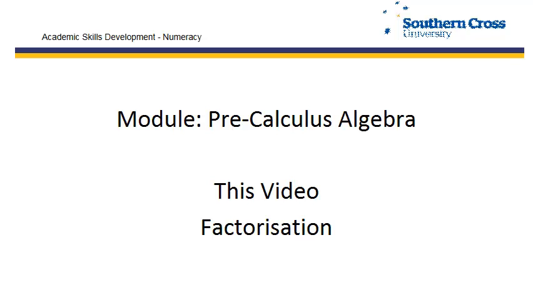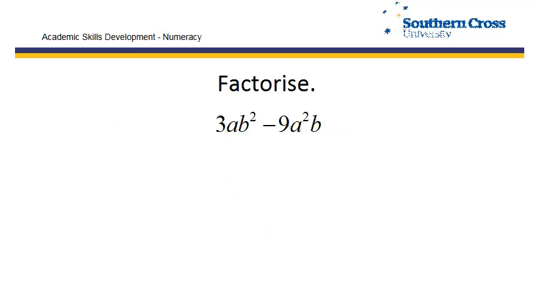In this video we're going to look at methods of factorising, and the first one we're going to start with is just your ordinary old common factor. So this particular expression contains two terms and we need to find the common factor to both terms. You'll notice that from a number point of view 3 is common to both.